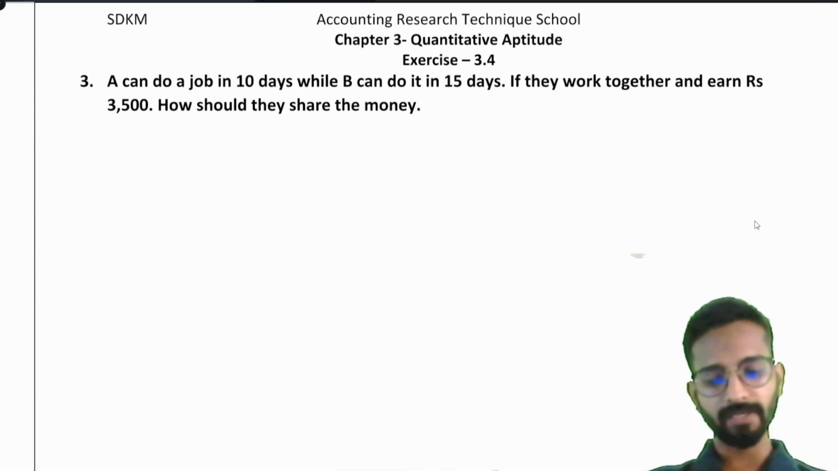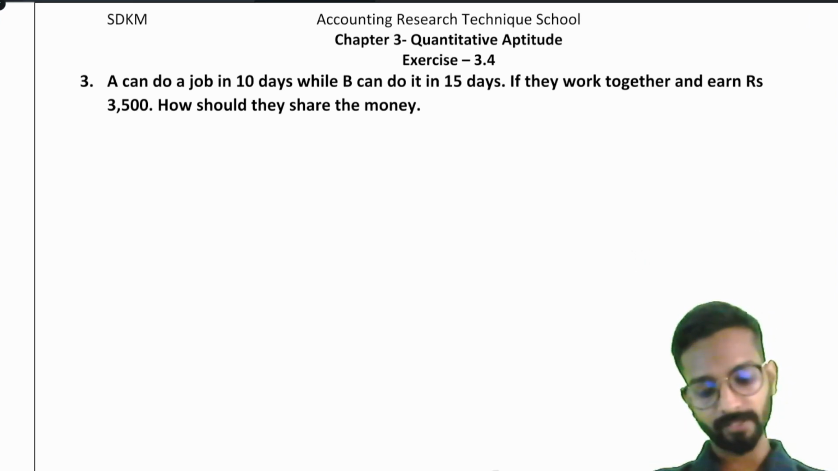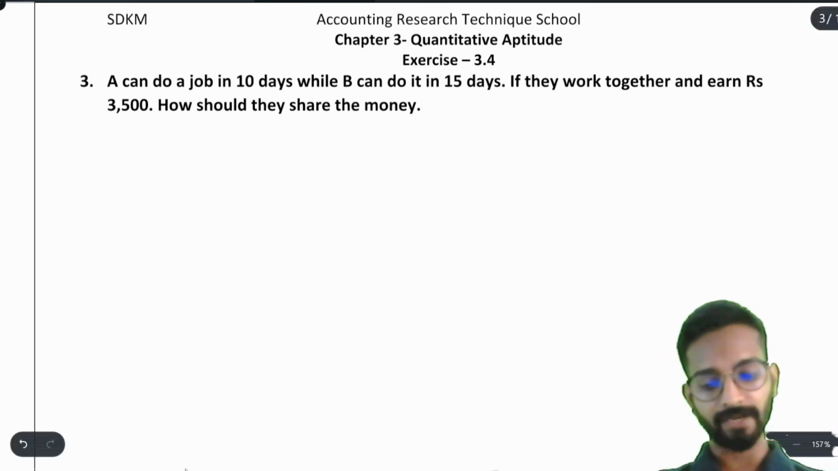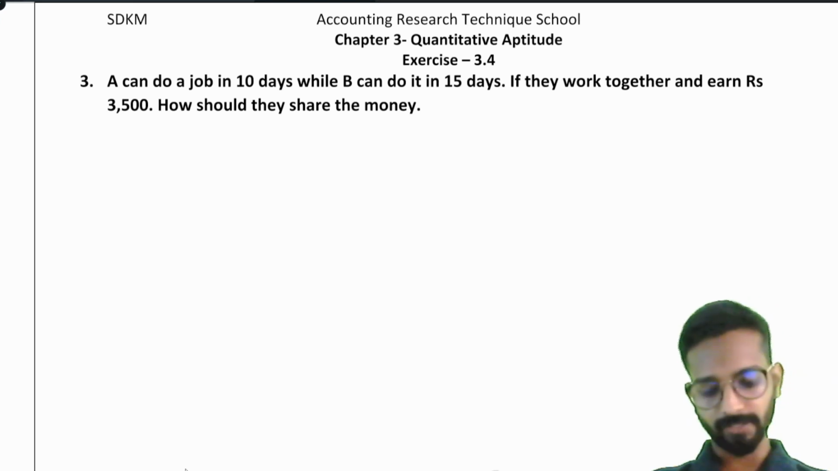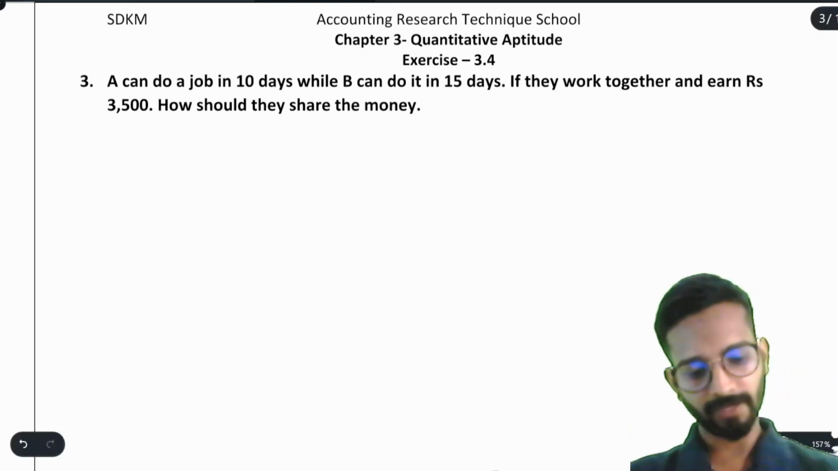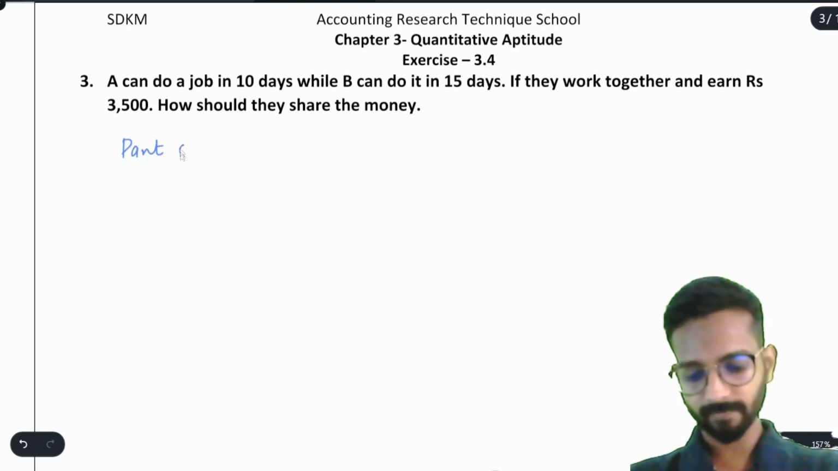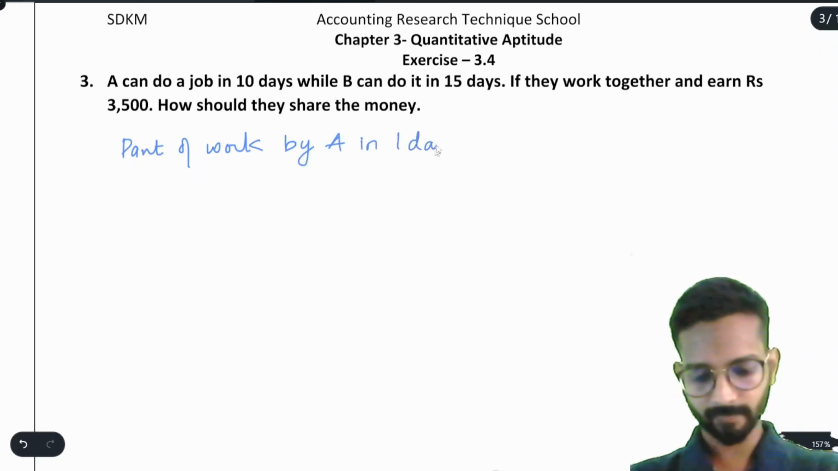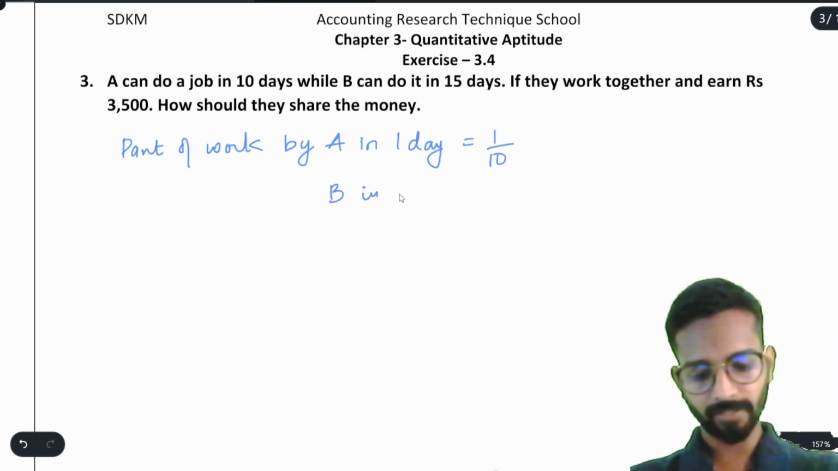A can do a job in 10 days while B can do it in 15 days. If they are working together and earn rupees 3,500, how should they share the money? See, it means if I have to write here, part of the work by A in one day is 1 by 10 and by B in one day is 1 by 15.